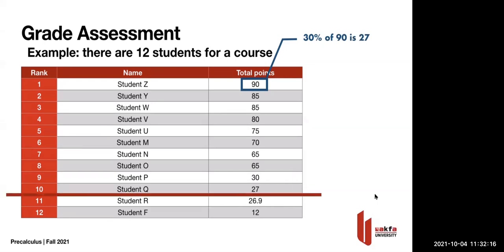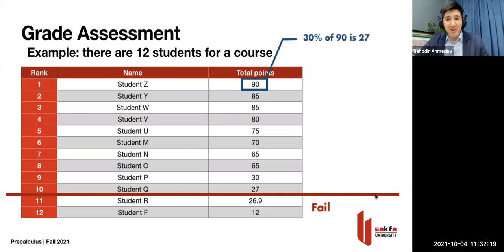So we simply cut the line, which is the passing or failing line. Every student who's got less than 27, which is 30% of the maximum, is going to fail the course. Even if some student has got 26.9, which is 0.1 less than the passing line, they still fail the course because it is calculated automatically. Once we have collected all of your points and grades during the semester, we input them into the system, and the system automatically assigns the grades for all of the students.